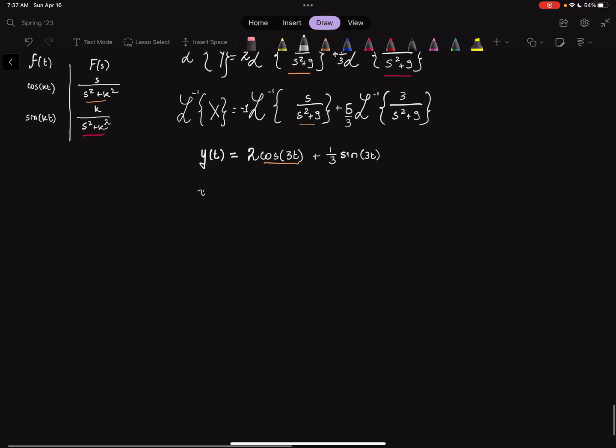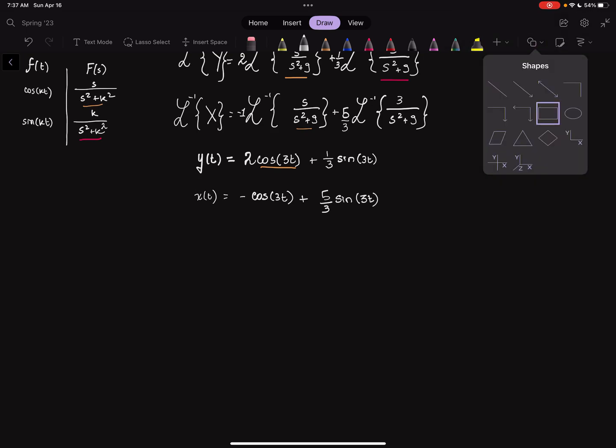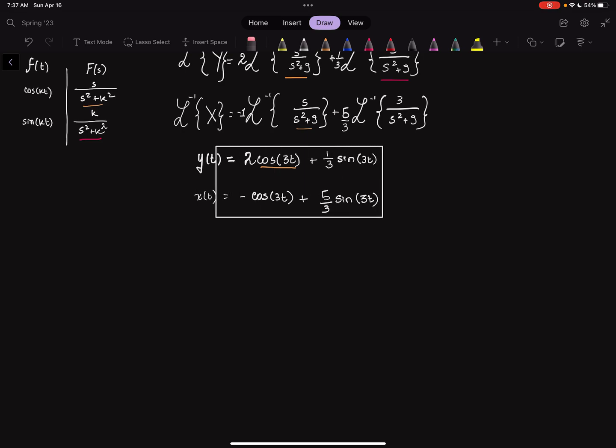And now at the bottom, we're going to have the same thing. We're going to have the negative that's in front, cosine of 3 times t, plus 5/3 times the sine of 3 times t. And this should be our answer.